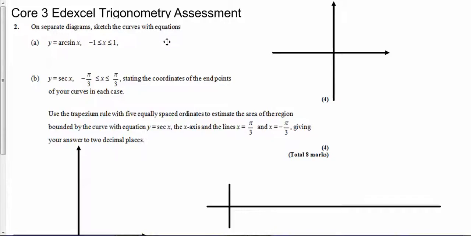Hi there, this is question 2 from the trigonometry assessment. My class did this the other day, but you're more than welcome to have a look and see how you get on. Probably worth pausing the video and then seeing how you get on with when I go through it.